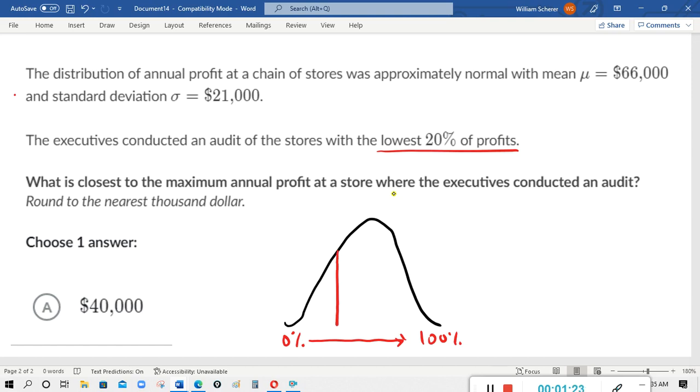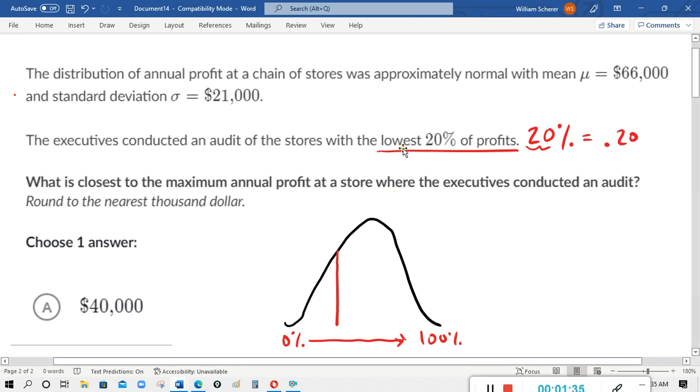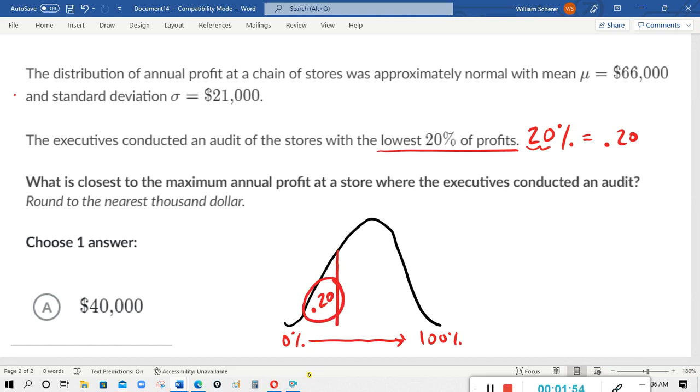would mean that this area to the left, and before I forget, 20% when you convert it to decimal, you move the decimal over 2 places, that is 0.20. So they're looking for the lowest 20%. So this area to the left is going to be 0.20. Okay, remember the z-score table always gives you the area to the left of that z-score. All right, so we want to look up 0.20 on the table and find the z-score associated with 0.20.